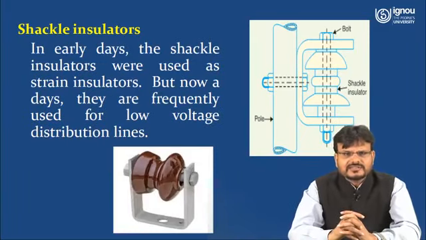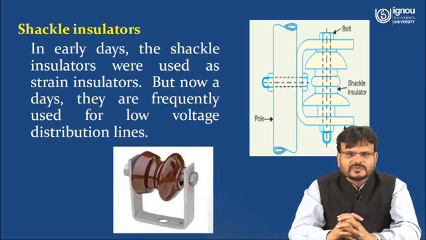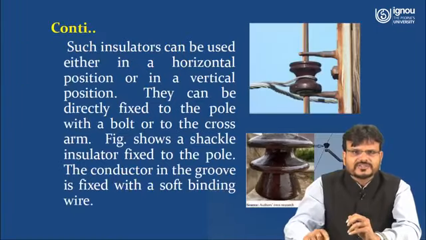Another insulator is the shackle insulator. In early days, shackle insulators were used as strain insulators, but nowadays they are frequently used for low voltage distribution lines. Here you can see in the diagram the shape of the insulator, and you can see in the cross sectional diagram how it can be used to transmit or distribute the electrical power if you are using the shackle insulator.